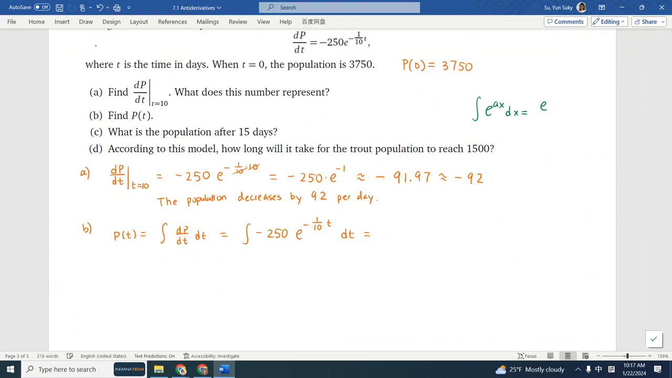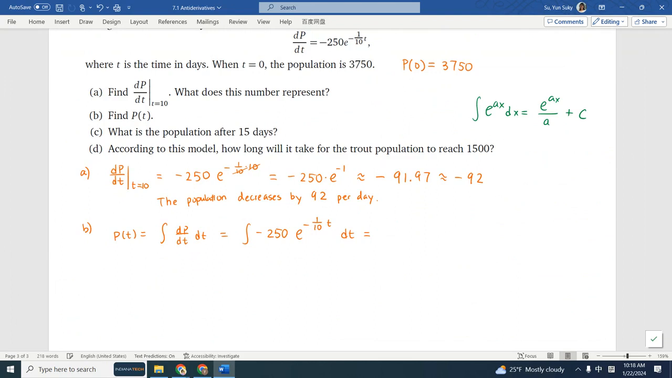So e to the ax, and then we divide it by a plus c. Remember, the exponent looks like the same, but the a moves downstairs. E to the ax is still e to the ax. Do you need to subtract 1 or add 1 to the exponent? No. For an exponential function, the exponent stays the same.